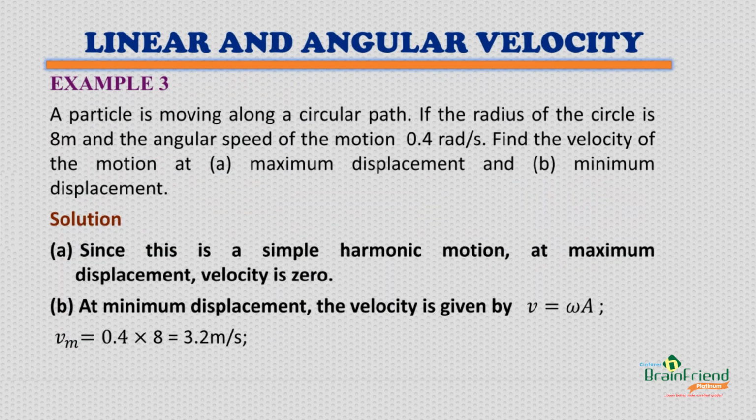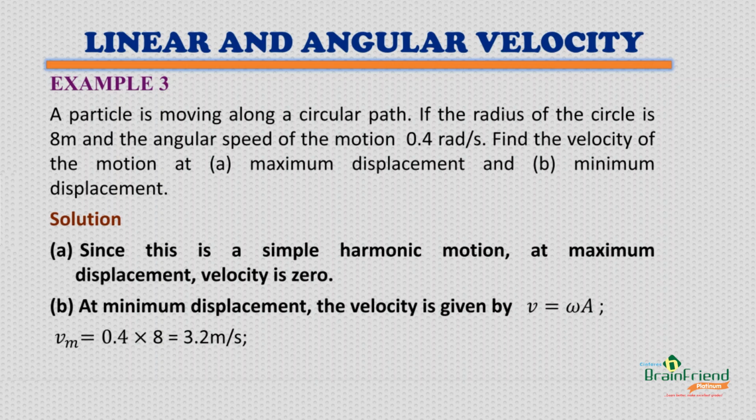So let's look at the last example. Example 3. A particle is moving along a circular path. If the radius of the circle is 8 meters and the angular speed of the motion is 0.4 radians per second, find the velocity of the motion at A, maximum displacement, and B, minimum displacement. Solution. Since this is a simple harmonic motion, at maximum displacement, velocity is 0. Therefore, there is no need to solve.